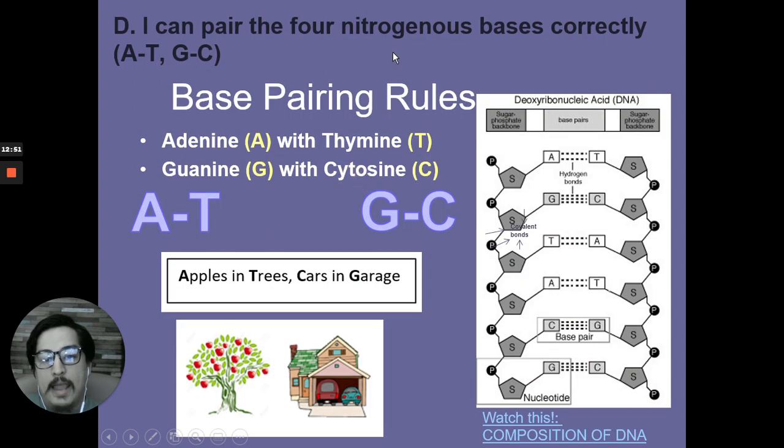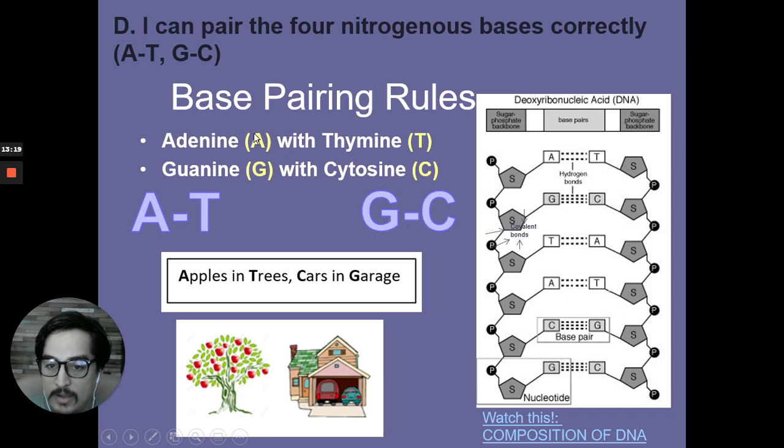Okay? Now, you don't have to copy this, but you do have to listen. This is the most important part. Now, there are rules about how they pair with each other. So adenine always pairs with thymine. When you're talking about DNA, adenine pairs with thymine. When you're talking about DNA, G pairs with C, which is guanine pairs with cytosine.